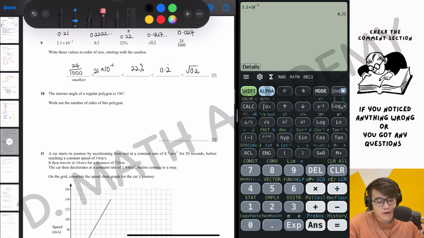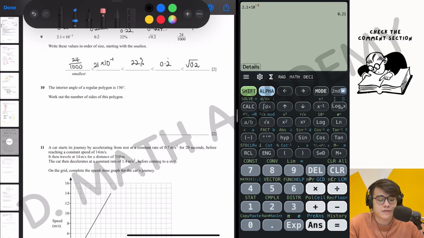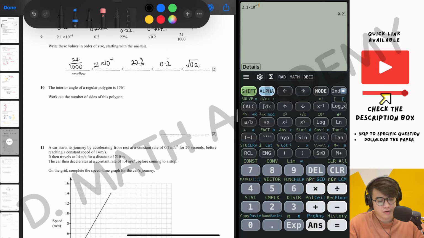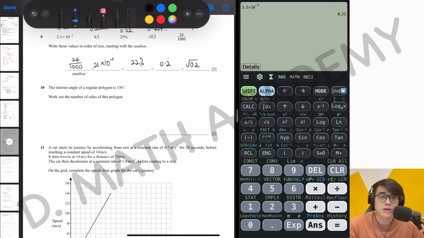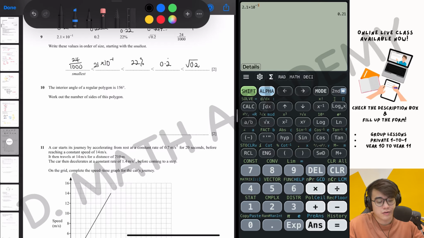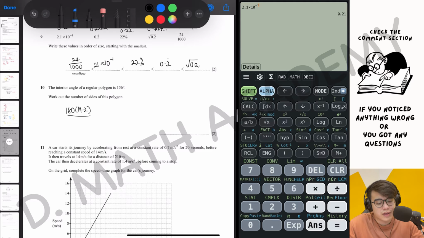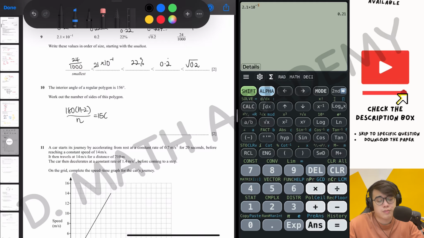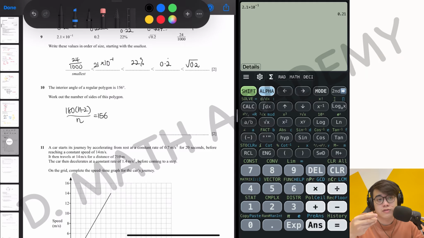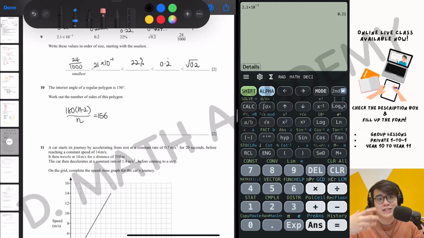Moving on to question 10. The interior angle of a regular polygon is 156. Find the number of sides of this polygon. We'll be using our formula here, 180 times n minus 2, divided by n, and you will get 156. The process of dividing by n here is to tell them regular. Regular means all of the sides here are the same. So you can divide it and identify your results.